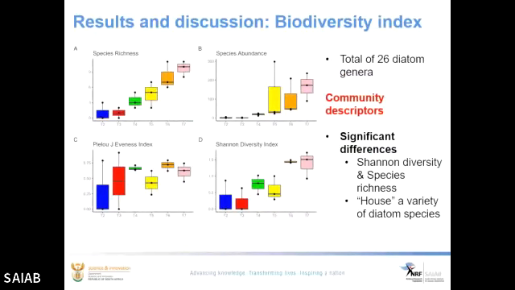For the biodiversity indices, we found a total of 26 diatom genera, with significant differences observed only in species richness and the genera diversity index. This indicates that the plant material could house a variety of diatom species over time.